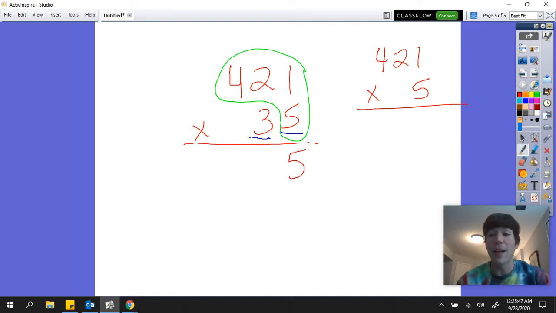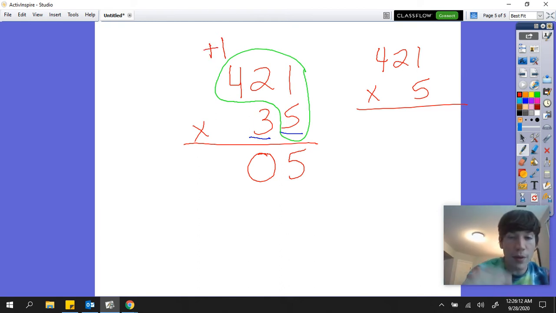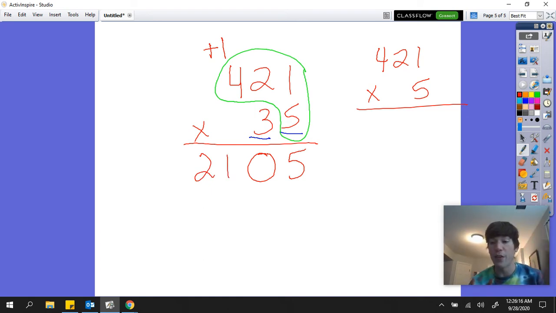And now we're multiplying 5 times the tens digit. So 5 times 2 tens gives me 10 tens, or 100. I'm going to put a 0 here. And then because that's 10 tens, the same as 100, I'm going to put a 1 up here. Now I'm doing 5 times 4 hundreds. 5 times 4 hundreds gives me 20 hundreds, plus this 1 extra 100 up here is going to give me 21 hundreds. And 21 hundreds is the same as 2,100. So we get a total of 2,105.